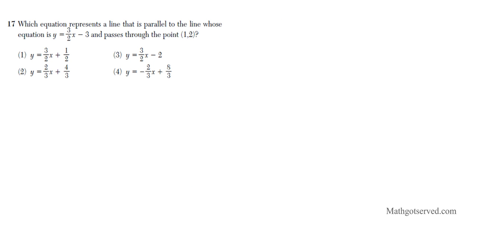It says, which equation represents a line that is parallel to the line whose equation is y equals 3 over 2x minus 3 and passes through the point (1, 2)?